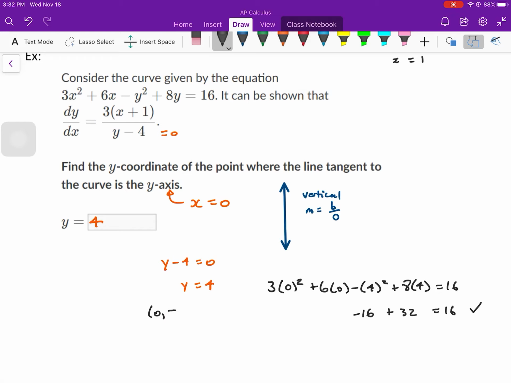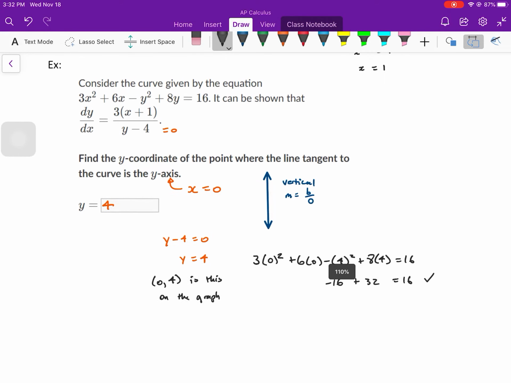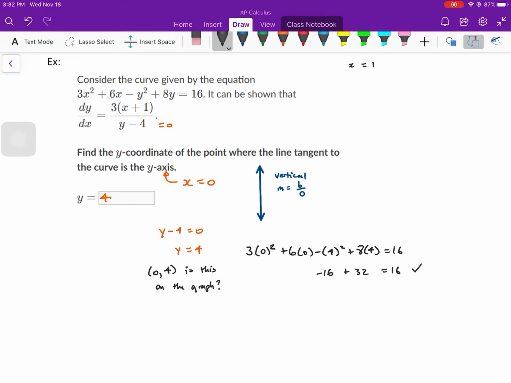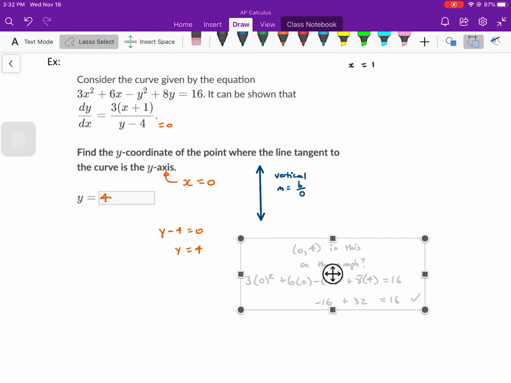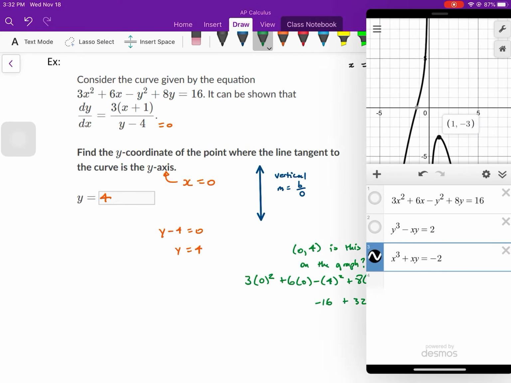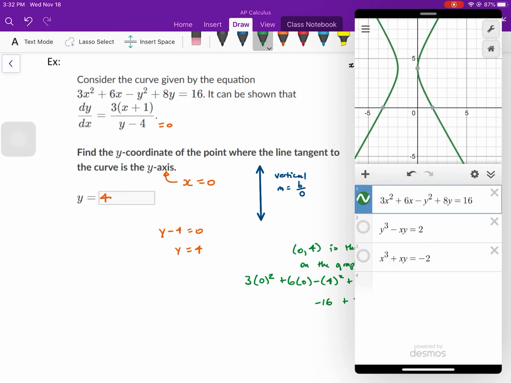So basically, is the point 0, 4 on the graph? That's something you should wonder. So once we figured that out, is 0, 4 on the graph? And this is the first one that we did. 0, 4, you'll see it is on the graph, and it is the y-axis that's tangent to it.